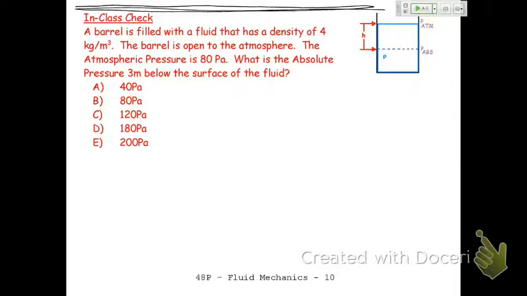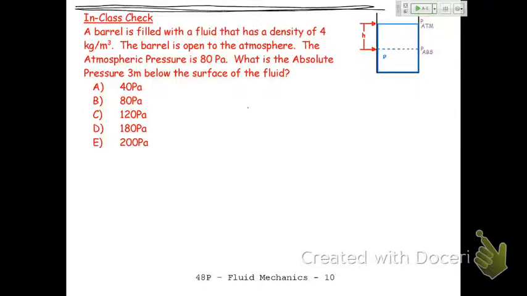So here we are, and this is a typical example. We have a barrel that's filled with a fluid that has a density of 4 kilograms per cubic meter. Let me just do it anyway, okay? So the barrel is open to the atmosphere. The atmospheric pressure is 80 pascals. And what's the absolute pressure 3 meters below the surface?